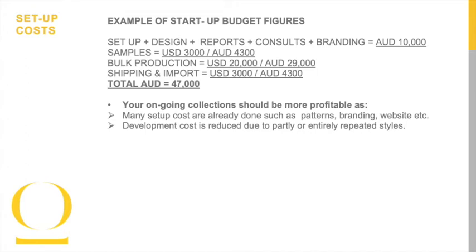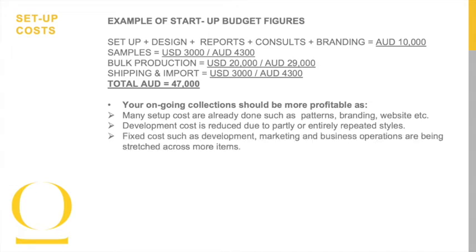So ideally you will have some core styles in your collection that you repeat, whether it's entirely as it is, or changing the colors, or just slightly changing the style, but they are mostly the same. This will not only help keep your brand cohesive, but it will also be cost effective. Many fixed costs such as development, marketing, and business operations are being stretched across more items. So if you have fixed costs that are there regardless of how much you sell, once you stretch them across 500 pieces or 5,000 pieces, it will make a big impact on your margin.